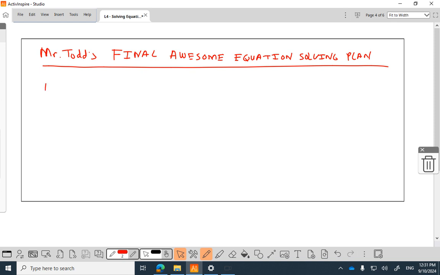1. Distribute any brackets. So weird that the last thing I taught of the chapter is the first thing you should do in the equations. That's very strange that that's the way it worked out. But it's why my awesome plan kept changing, because I kept adding things into the recipe. If you want, it was like making chocolate chip pancakes. At the end, I was like, oh, chocolate chips, put that in first. That's what happened here. Make sure you put the chocolate chips in.